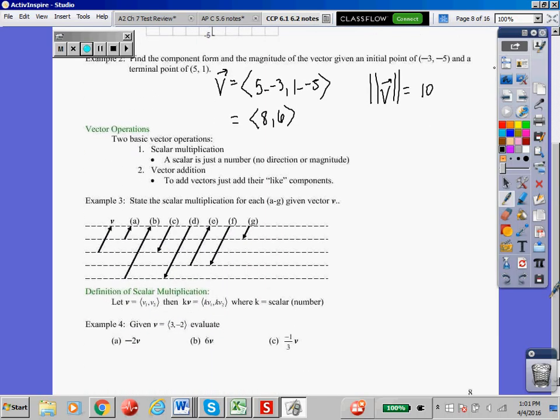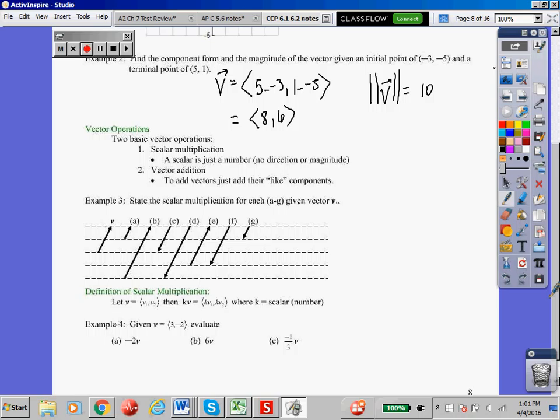All right, vector operations. In this section, we're going to look at what's called scalar multiplication. Scalar is just a number. So if I have vector v, I can do 2 times vector v. And all you do is multiply 2 to each first and second component. And then we can add and subtract vectors. And you just add and subtract their like components.